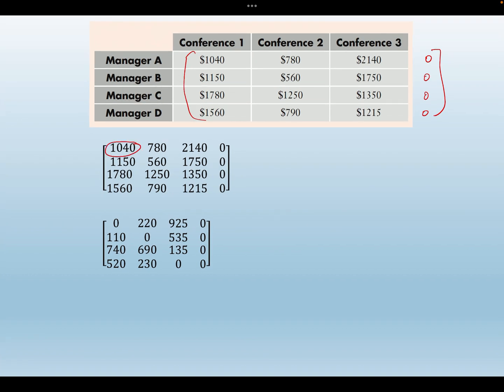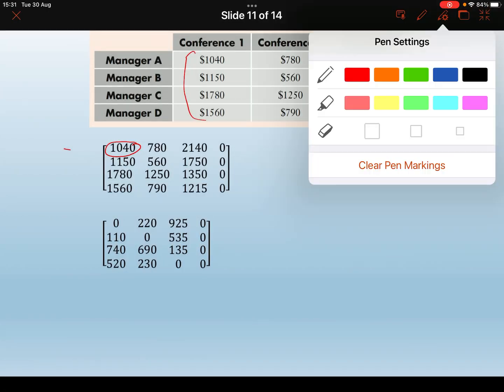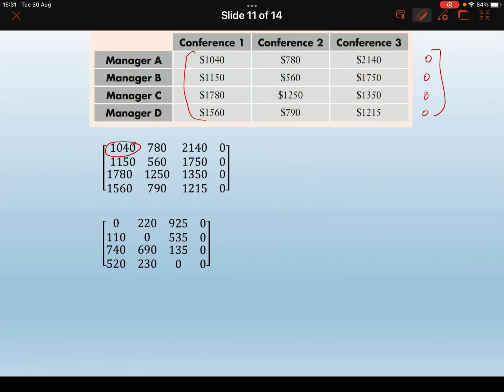Once we've done the column reduction, let's have a look at this. The smallest number is 1040. So let's do column reduction, which means taking away 1040, taking away 560, and taking away 1215. From there, we get the next matrix, the 4x4 matrix after the column reduction.